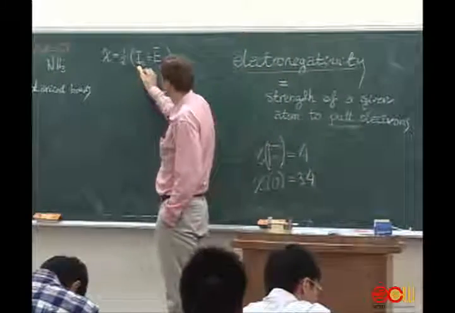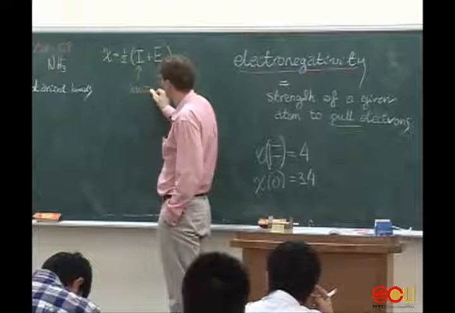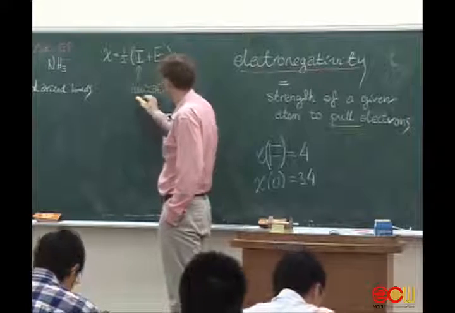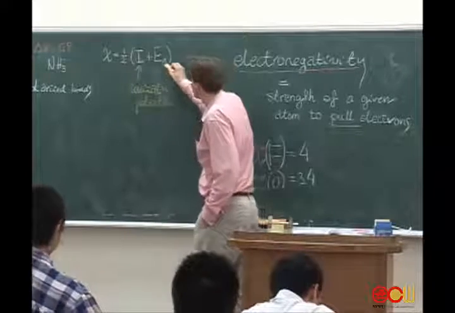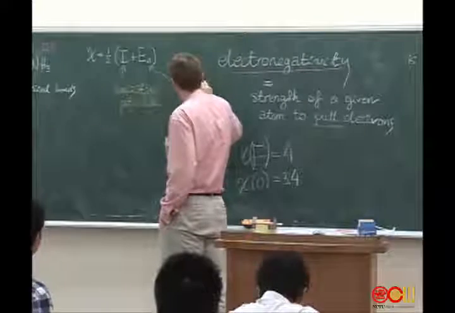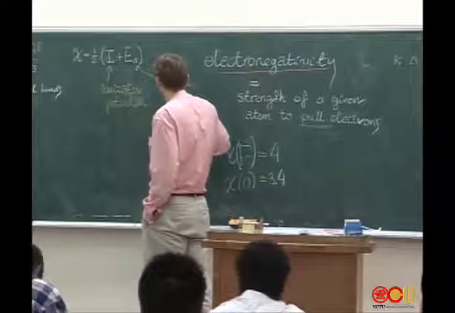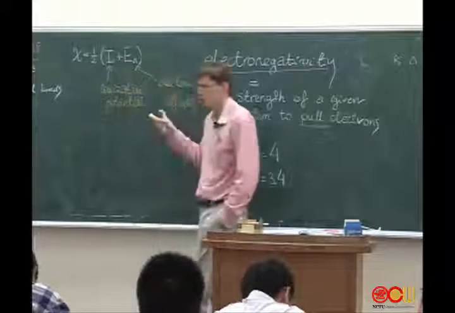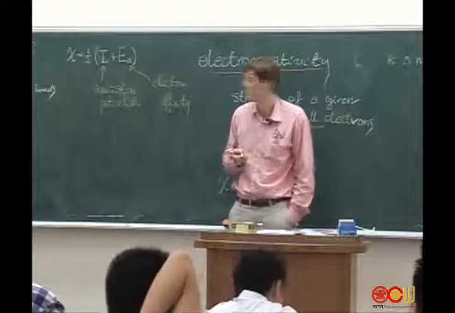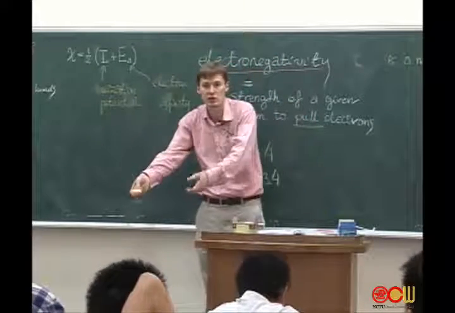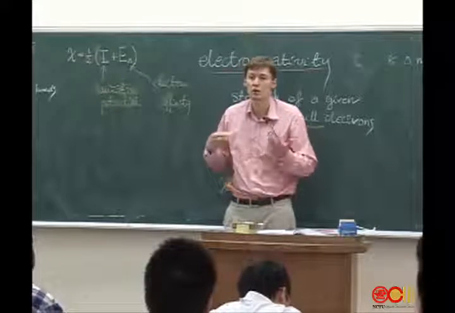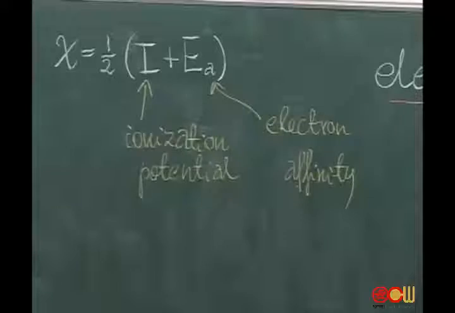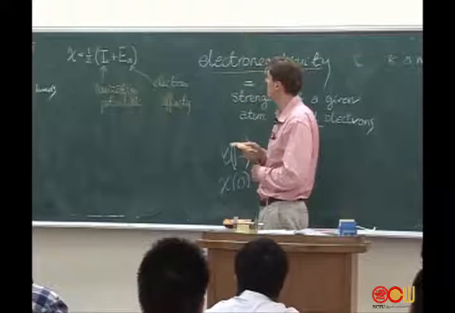when this one is ionization potential, and this one is electron affinity. And you should remember these two names when we are talking about atoms. Ionization potential is how much energy you need to take away one electron. And electron affinity is how much energy you get when you put to the atom one electron. So this is the most often used definition of electronegativity.